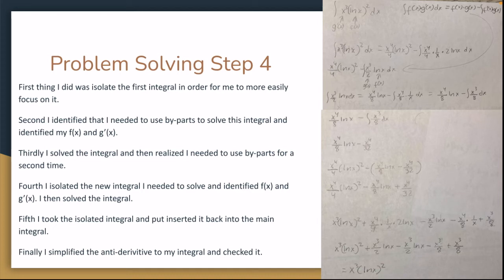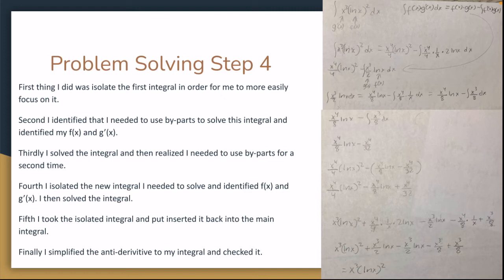So now I plug it all in to the by-parts formula. So I have the integral of x cubed times natural log of x squared dx is equal to x to the 4th over 4, which is g of x, or the antiderivative of x cubed, times natural log of x squared minus the integral of x to the 4th over 4 times 1 over x times 2 times natural log of x. This is going to be the derivative of natural log of x squared.